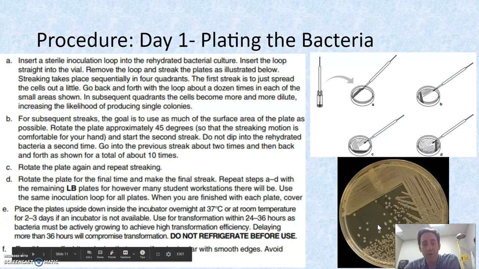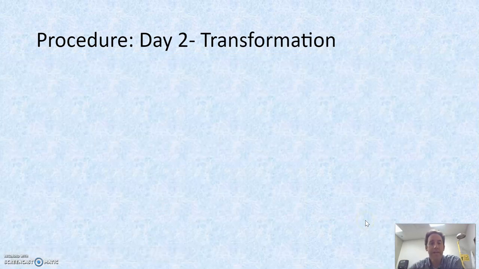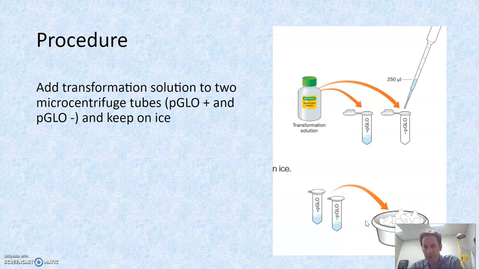So we're going to do that on day 1. We're going to put them in an incubator, which keeps the temperature at 37 degrees Celsius, which is optimal for bacterial growth. And then hopefully on lab day, you have a starter plate that looks like this that you can get individual colonies from. So then on the actual lab day, the gist of the procedure, you'll have to follow the directions carefully, but here's kind of the gist.